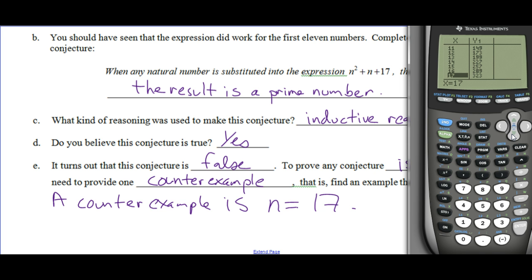323. Divisible by... I bet you it's divisible by, wait for it, 17. It is. Yeah. 19.